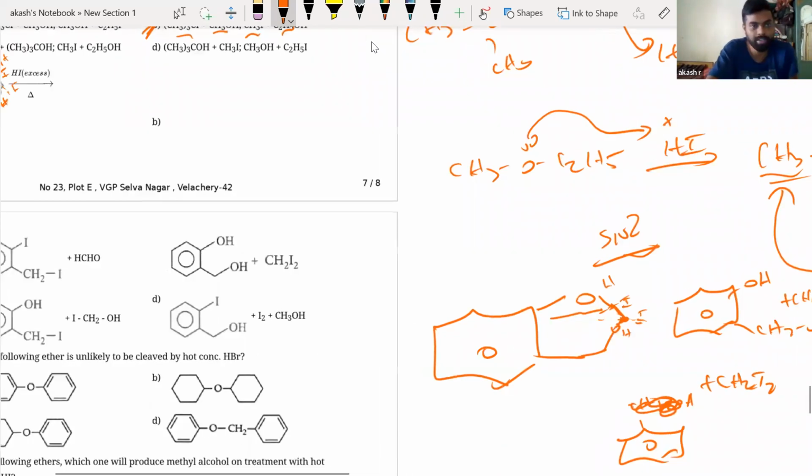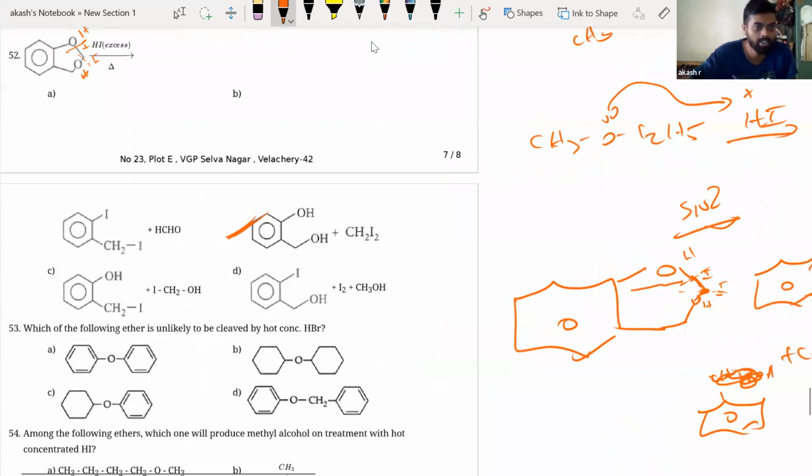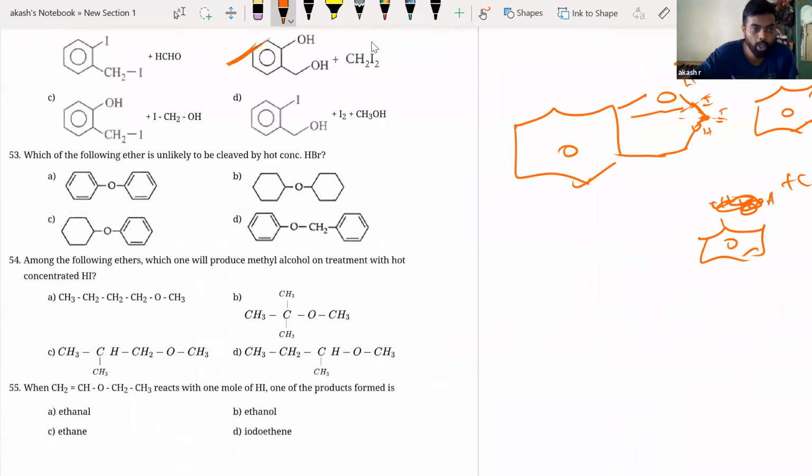Tough questions, good questions. Next, which of the following ethers is unlikely to be cleaved by hot concentrated HBr? Now, this will not happen because I told you it is a nucleophilic substitution. You see both oxygens are attached to the benzene ring, so this benzene ring will not undergo nucleophilic substitution. Blindly, you can say this is the answer.